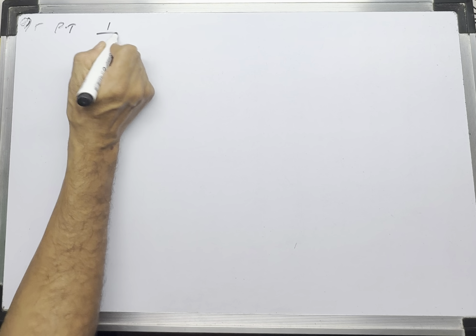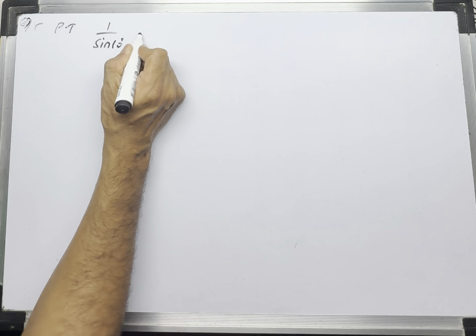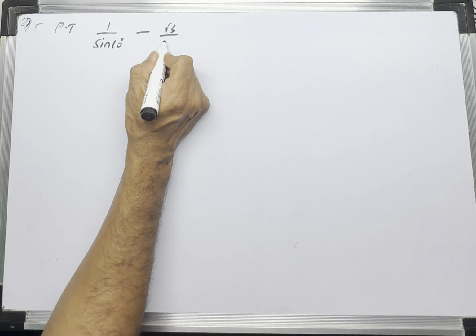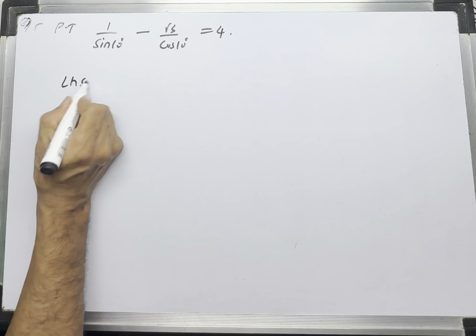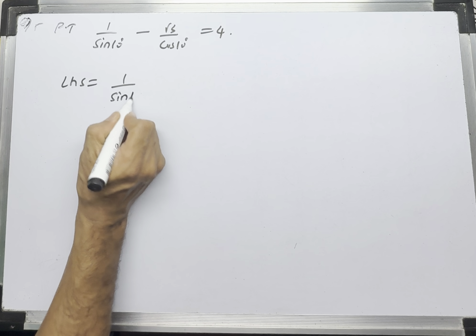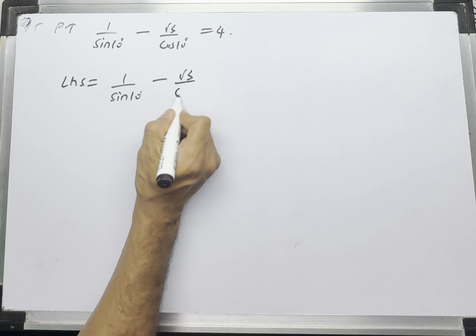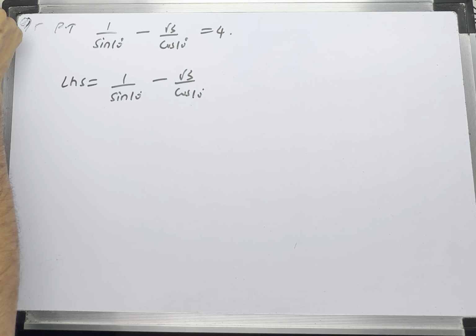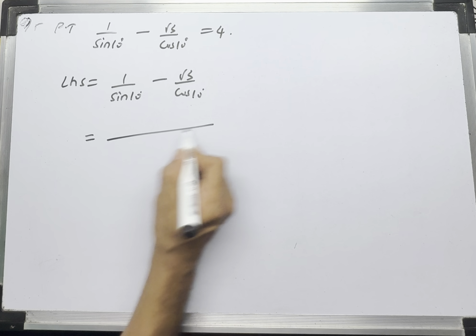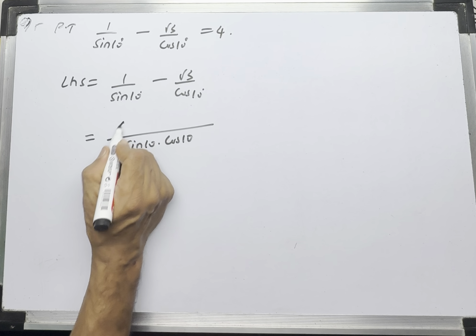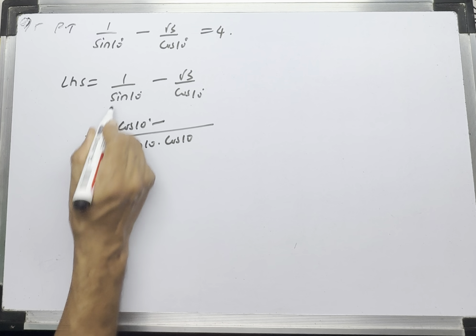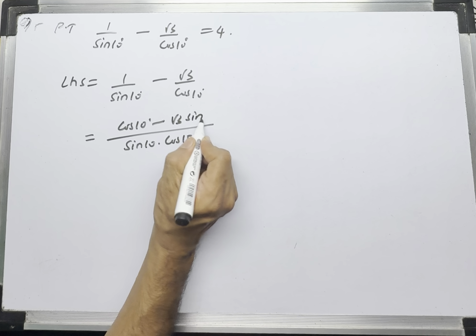Then we have the 9th question. Prove that 1 by sine 10 degrees minus root 3 by cos 10 degrees equals 4. First we will take the left hand side: 1 by sine 10 degrees minus root 3 by cos 10 degrees. So what do we have now? LCM: sine 10 degrees into cos 10 degrees. Cross multiplied: cos 10 degrees minus root 3 sine 10 degrees.